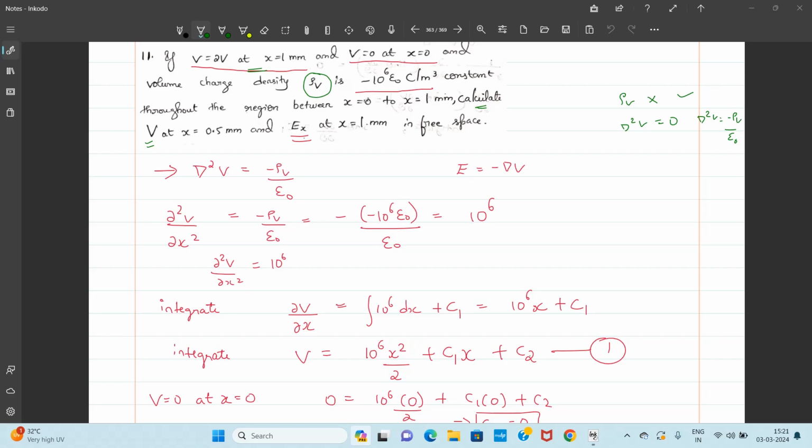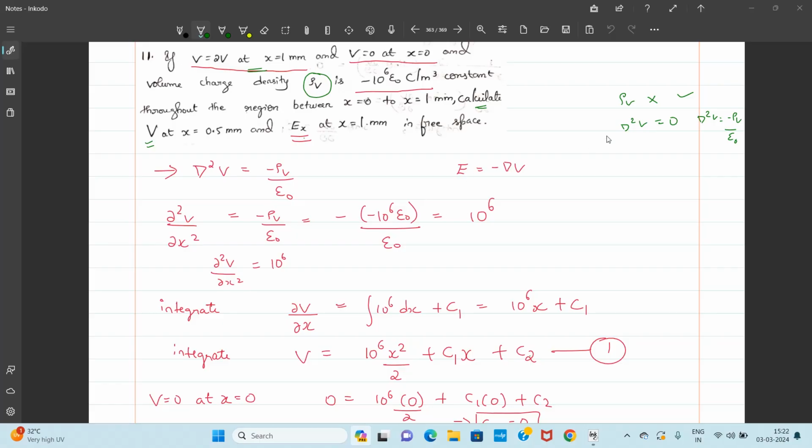This video will continue the problems on Laplace and Poisson's equation, just like what we've done in the previous video. Here also, the steps remain the same. They'll give you some conditions on potential, and they'll ask you to find V, E, and D values.